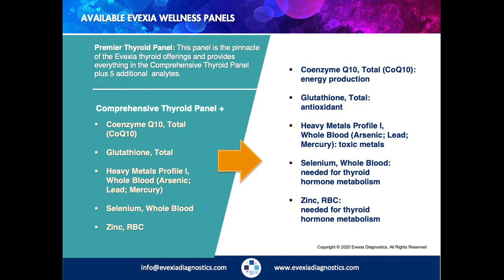Next is the heavy metal profile 1 that includes the analytes arsenic, lead, and mercury. Now, I'm sure you may know that heavy metals are abundant in the environment, but certain heavy metals can damage the thyroid gland. And this test is going to take a look at those particular metals.